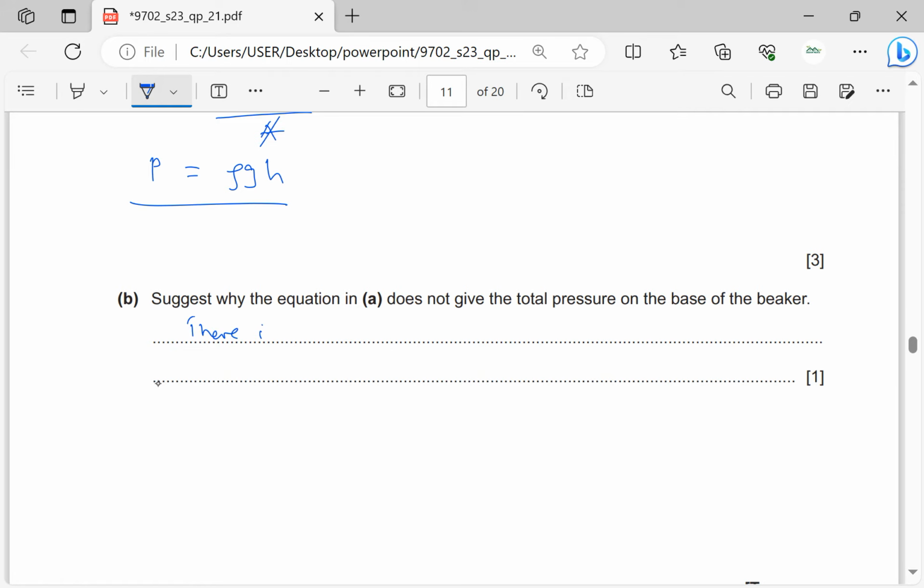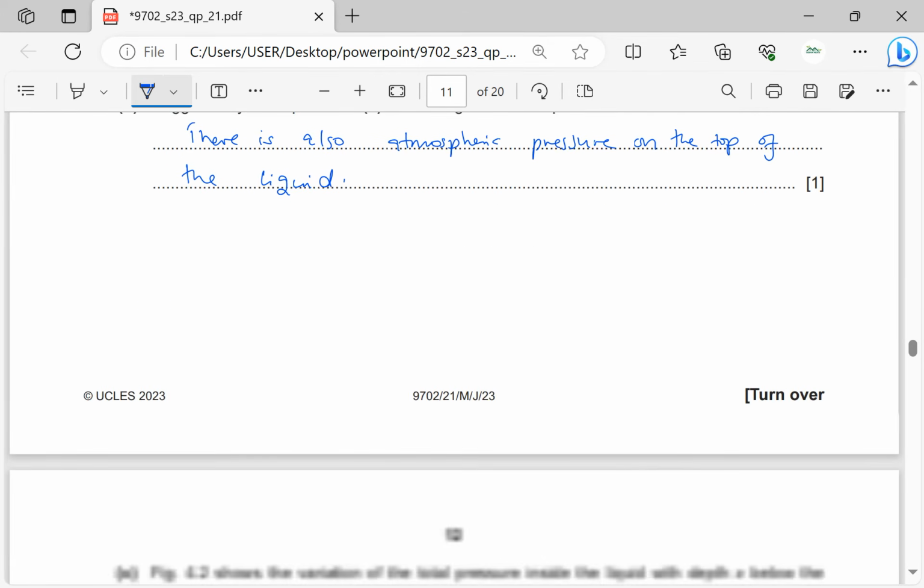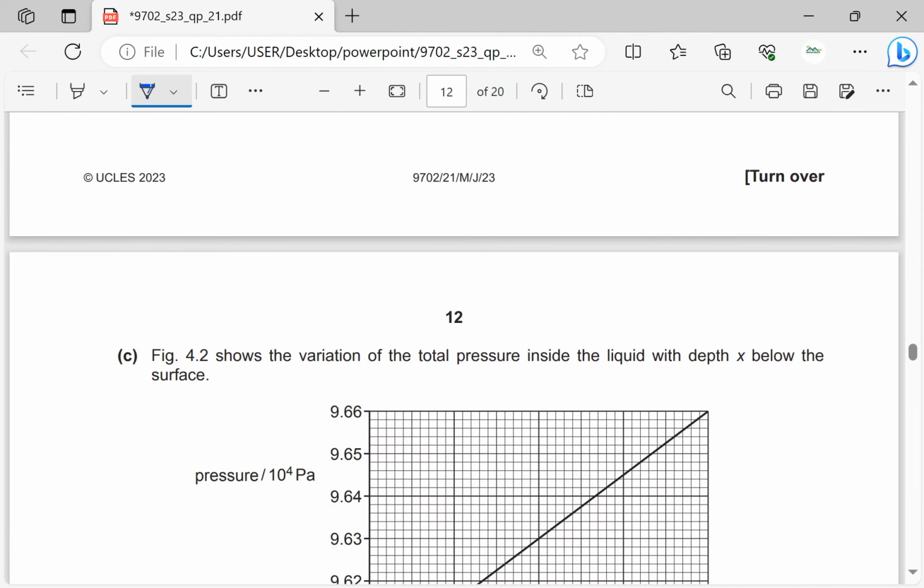So we can simply say there is also atmospheric pressure on the top of the liquid, so it has not been accounted for.